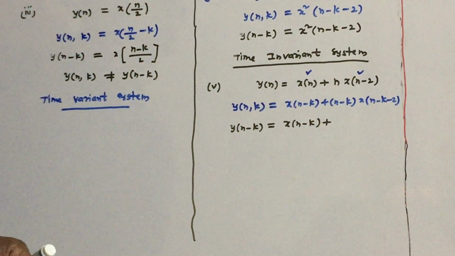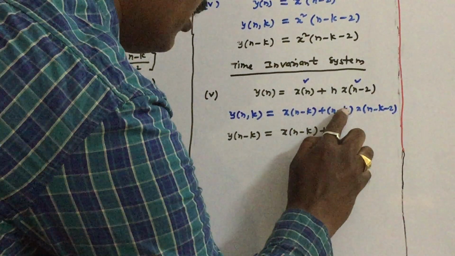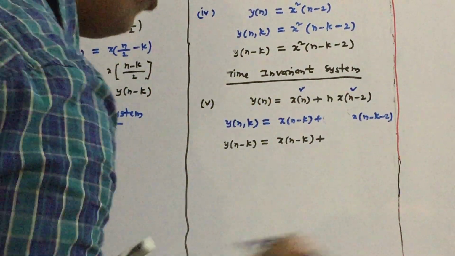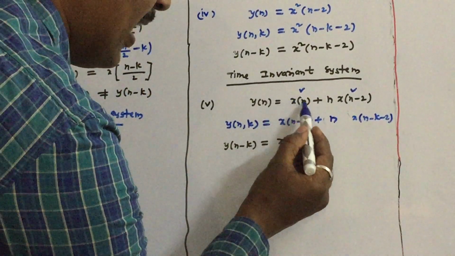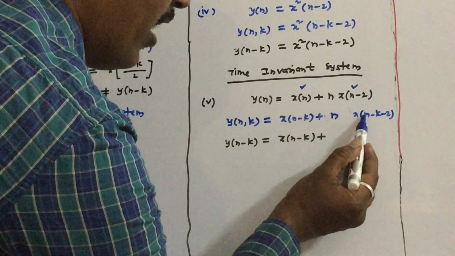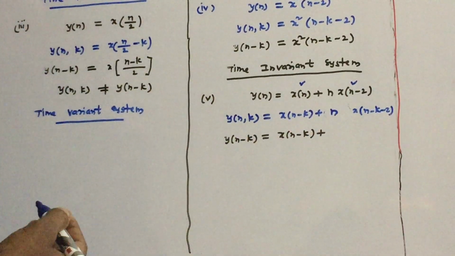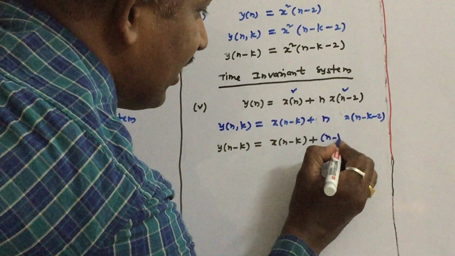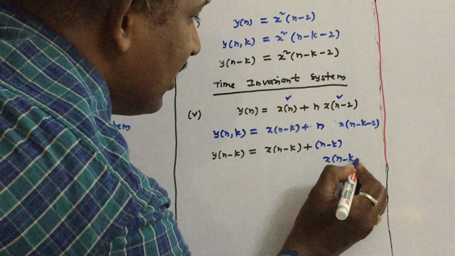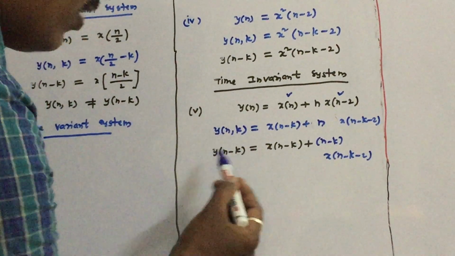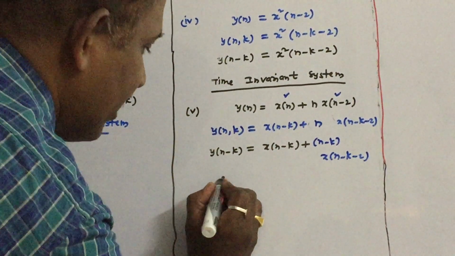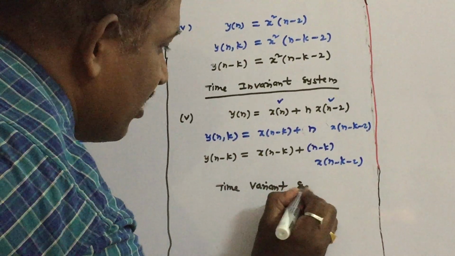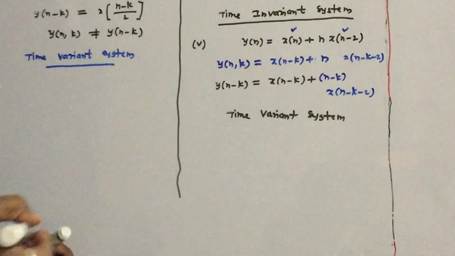So this is n, because we are delaying the input. Therefore, if you delay the input by k samples, we get x of n minus k plus n into x of n minus k minus 2, so that is y of n comma k. If you delay the output by k samples, we get x of n minus k plus n minus k into x of n minus k minus 2. You can see that these two equations are not equal. Therefore, this system is a time variant system.